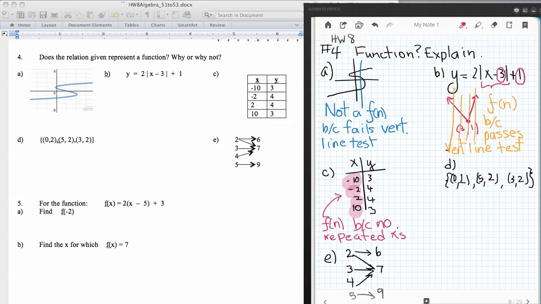Now looking at part D, we have a 0 for x, a 5 for x, and a 3 for x. So again, on this one, I'm looking at the x's, and again I have no repeats, so I'm going to say the exact same thing, that yes, it is a function because there's no repeated x's.